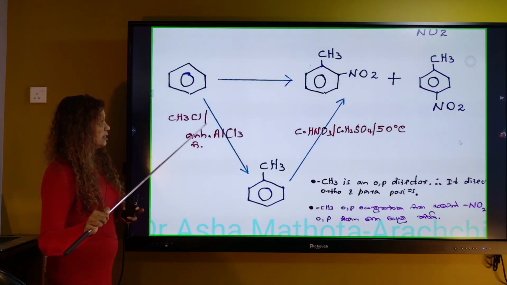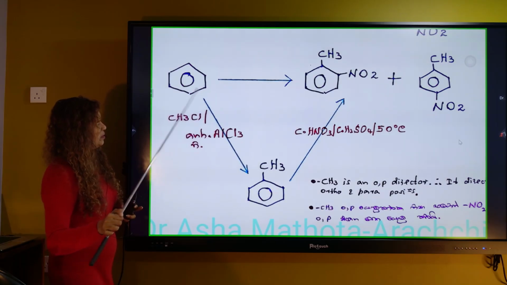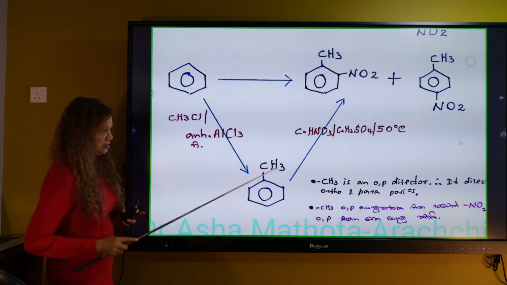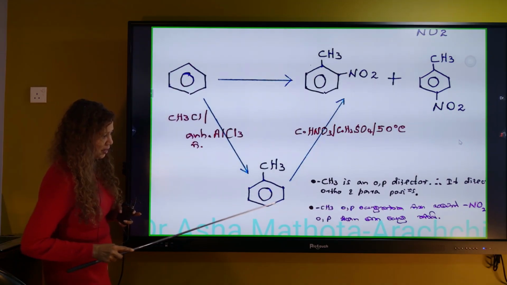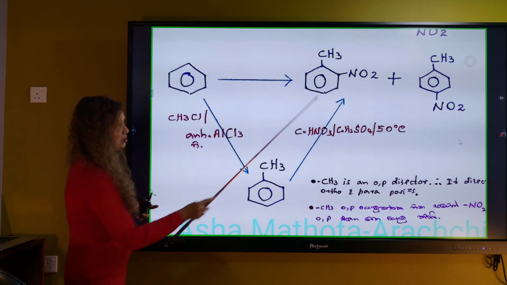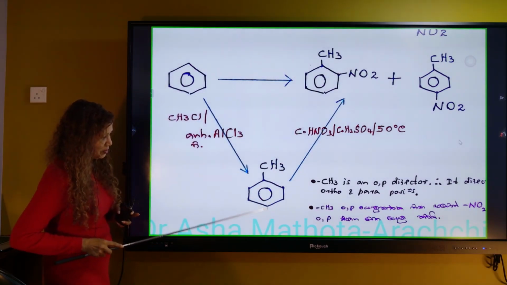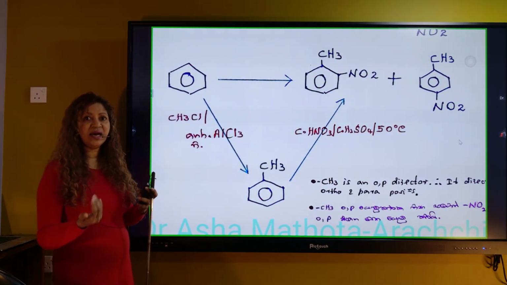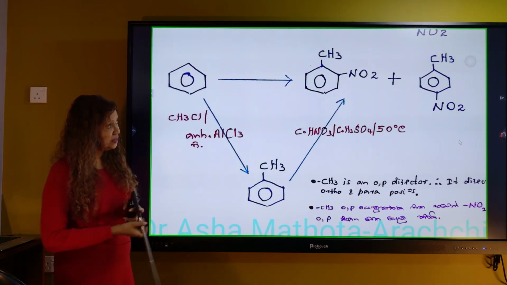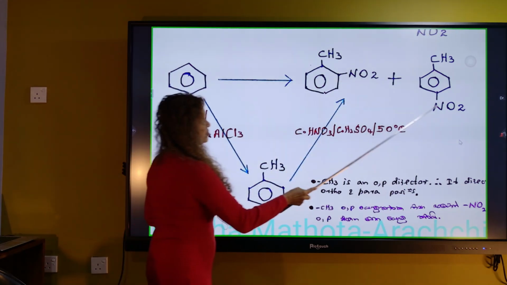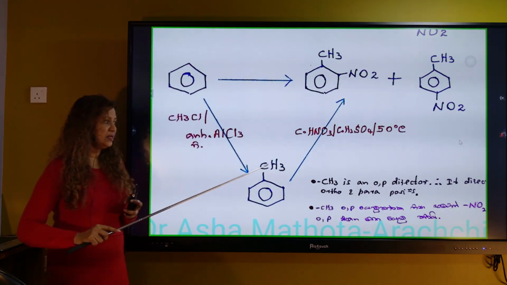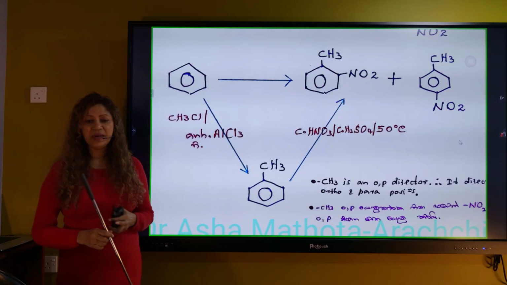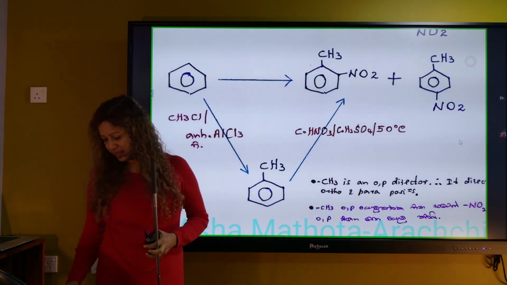So CH3Cl and anhydrous aluminum chloride, then benzene joins with CH3, and then when you add the nitration mixture, since this is ortho-para, NO2 goes to the ortho position and to the para position. Whatever you are adding, even if it's not nitration, let's say you are adding FeCl3 and Cl2, then chlorine is going here and also here. Because CH3 has already joined, it is controlling and directing the other groups to the ortho and para positions. I know this part is really challenging.